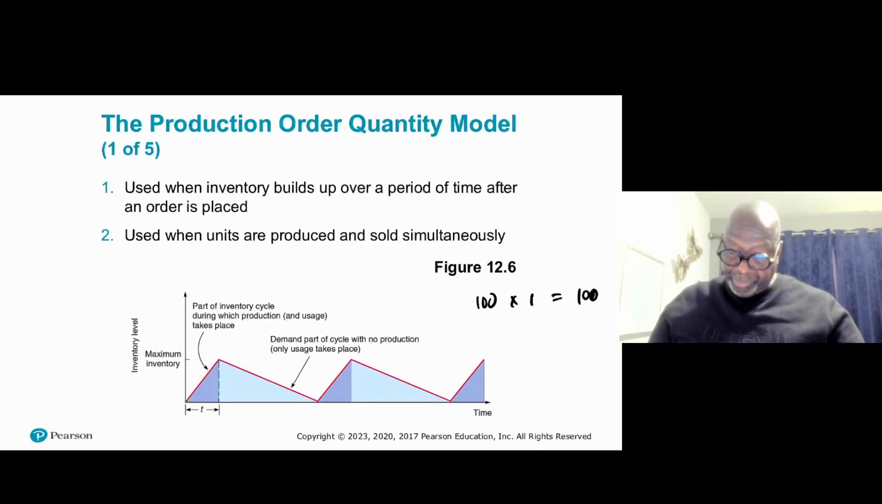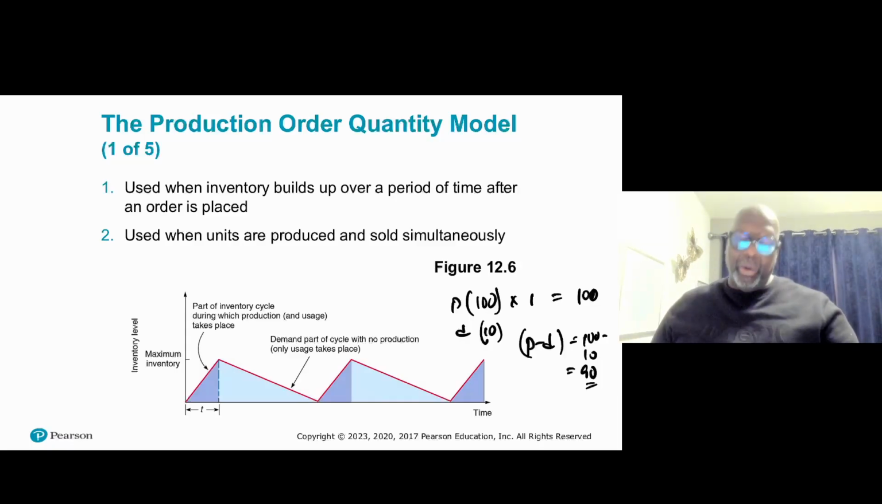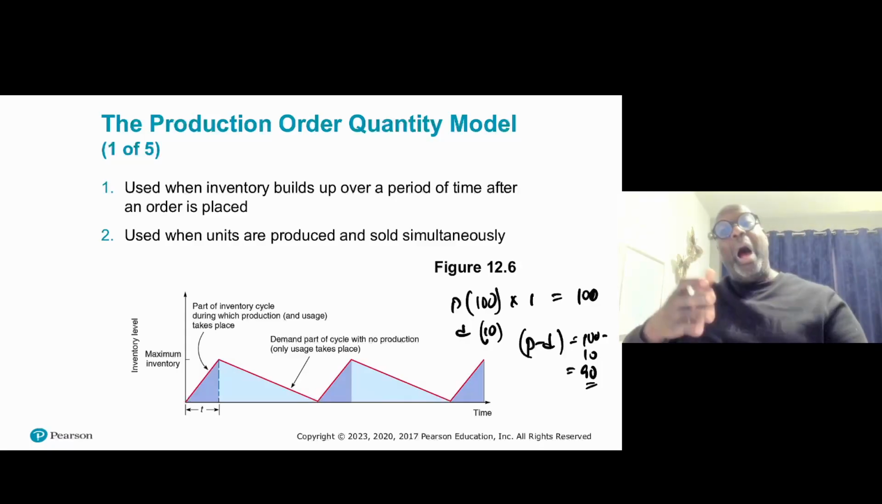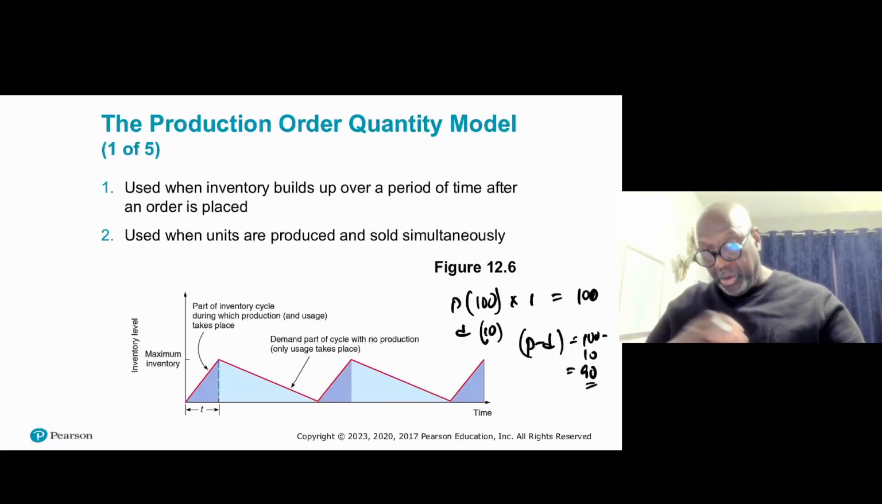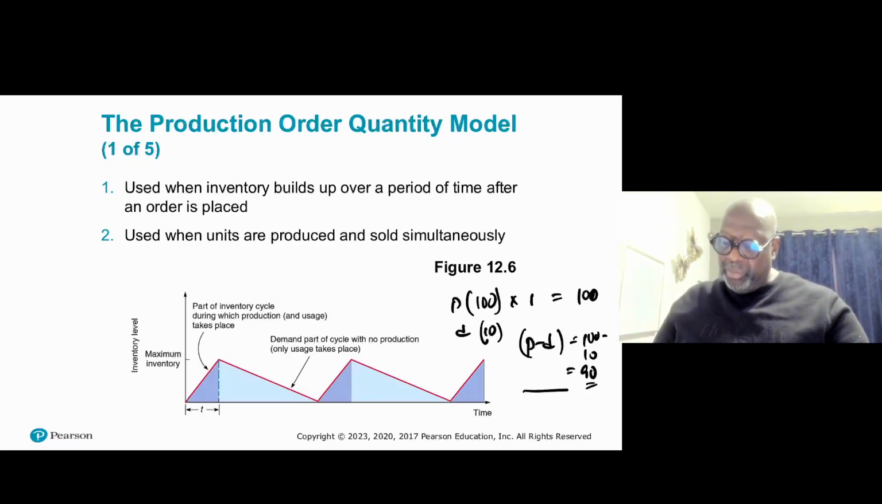But then I'm consuming, so this is my production rate, right? The 100. But if I'm consuming, my demand is 10 per hour. Then my accumulation rate will be P minus D, which would be 100 minus 10. So I'm now accumulating at 90 per hour. So depending on how long I produce for, that will determine what my maximum inventory level is.